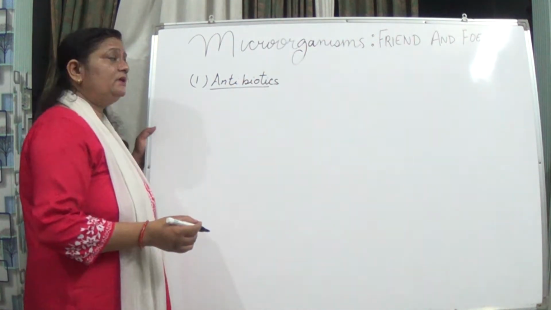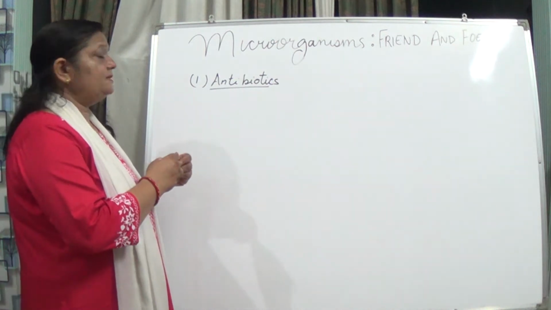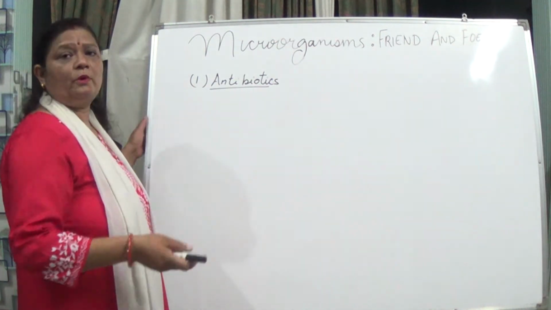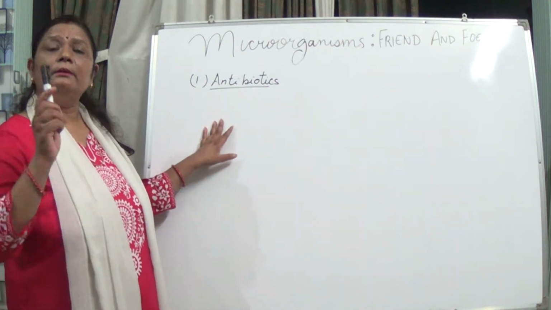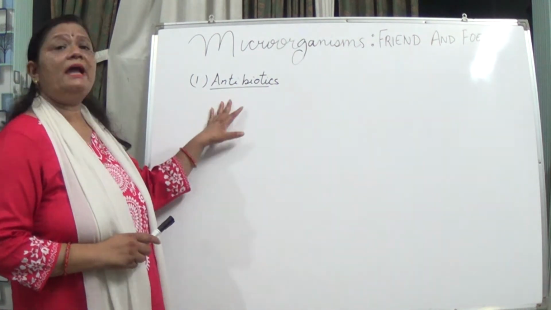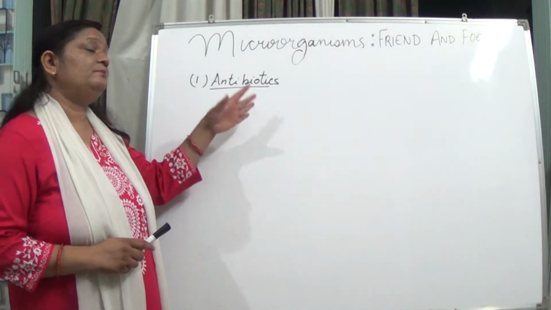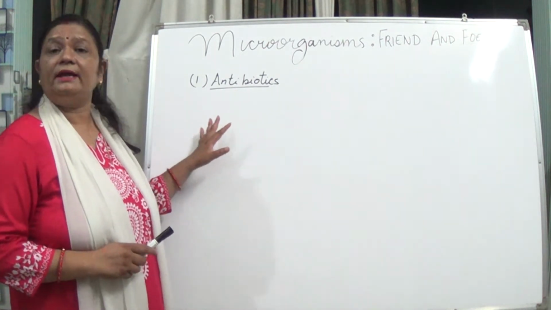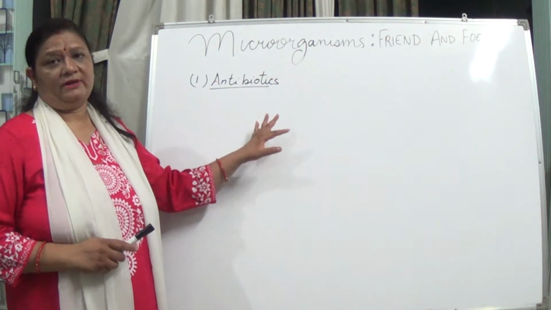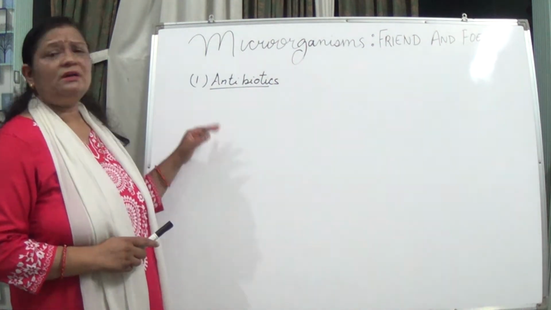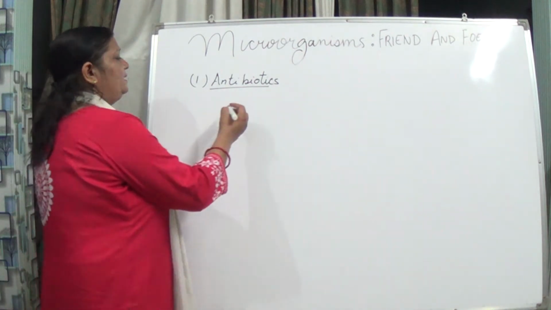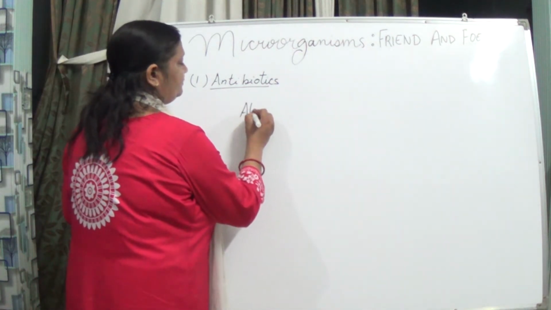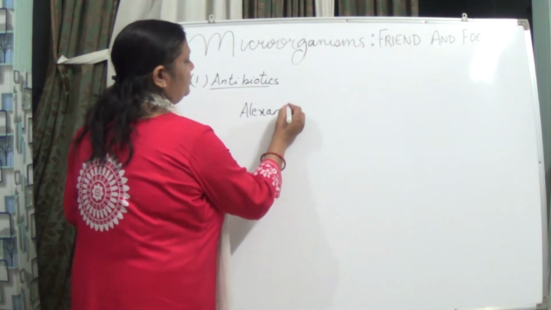What actually happens is that these antibiotics stop or kill the growth of microorganisms, basically bacteria. These antibiotics can be prepared from microorganisms like bacteria and fungi. So when we are talking about these microorganisms, one name of a scientist is Alexander Fleming.